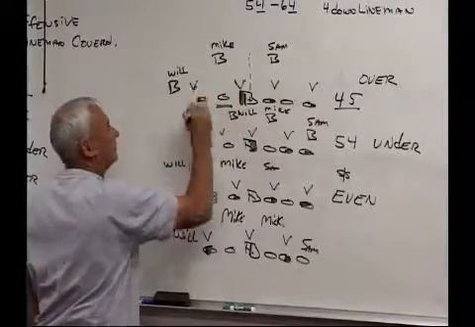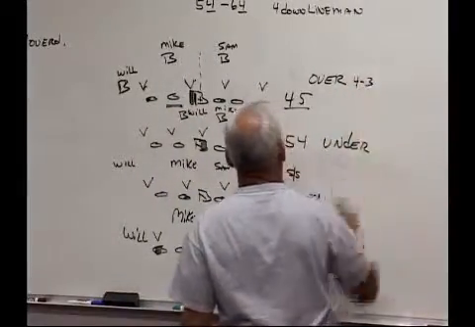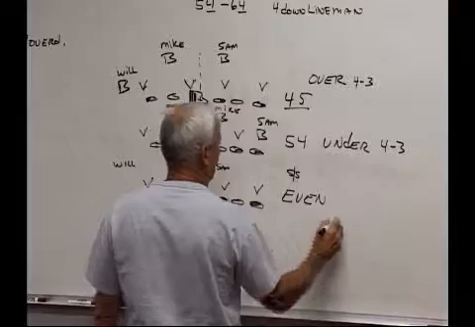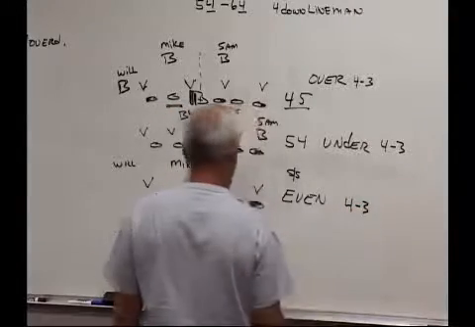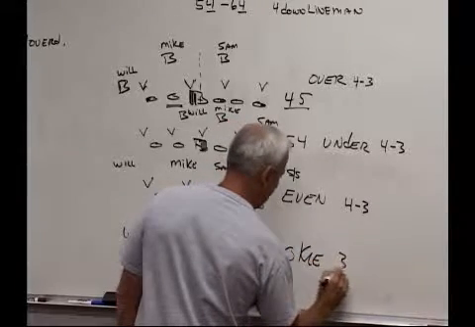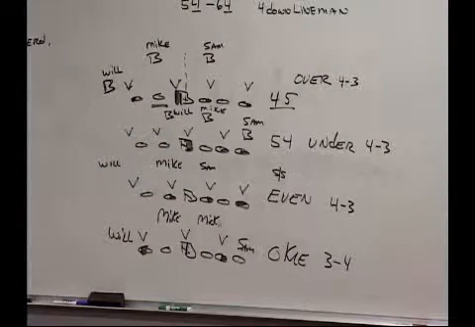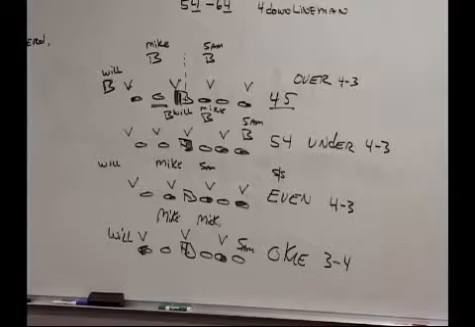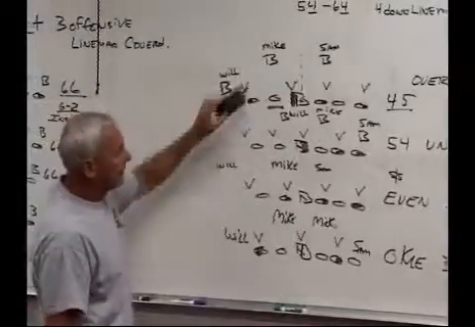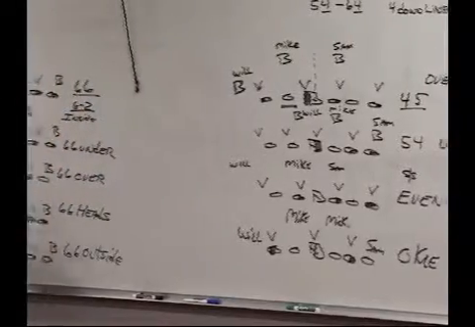4 down linemen, over. 4 down linemen, 3 linebackers. Under. 4 down linemen, 3 linebackers. Even. 4 down linemen, 3 linebackers. Okie. 3 down linemen, 4 linebackers. All right, so that's our basic 4 fronts that we're going to get to, and how we got to them, and what they're all about.